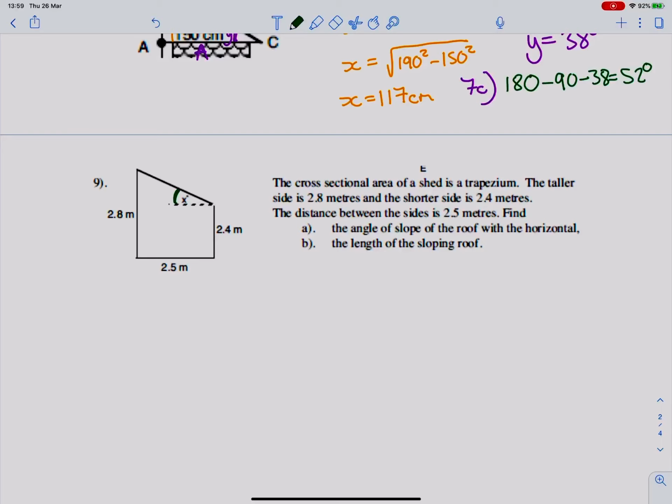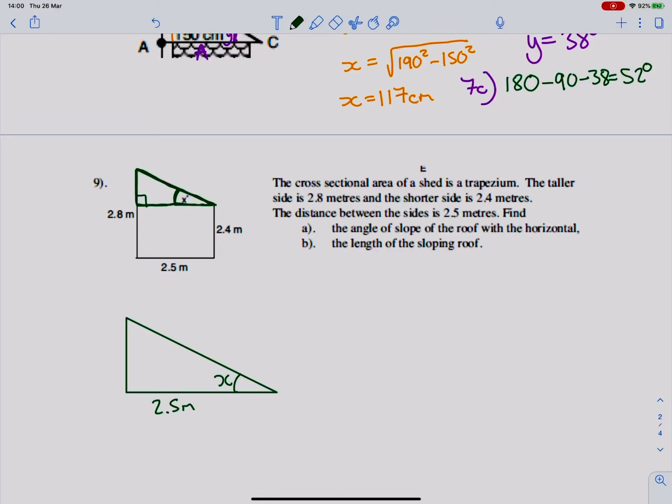If you can imagine, you've got a triangle like this, and that would be 90 degrees. The green triangle that I've drawn on here is 90 degrees. So if you draw this triangle out separately, you've got x in here. The bottom side here is the same as this side here. The side lengths here and here are the same, so that will be 2.5 meters as well.